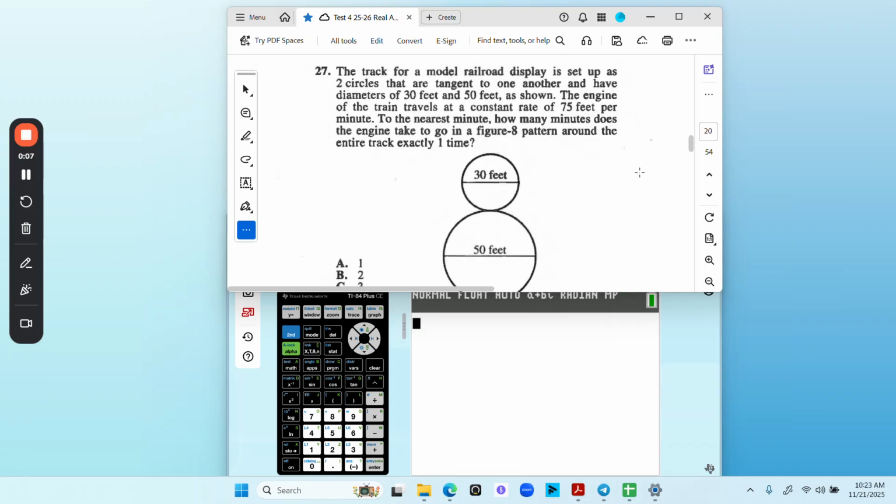Let's jump in. Number 27 here, the track for a model railroad display is set up as two circles that are tangent to one another. Tangent just means they're touching, and have diameters of 30 and 50 as shown. The engine of the train travels at a constant rate of 75 feet per minute. To the nearest minute, how many minutes does it take the engine to go in a figure 8 pattern around the entire track? So it means if I start here, I'm going to go like this.